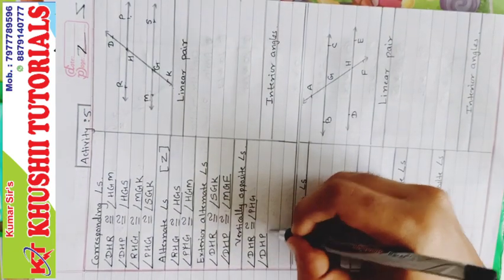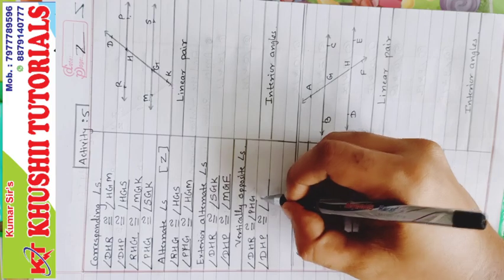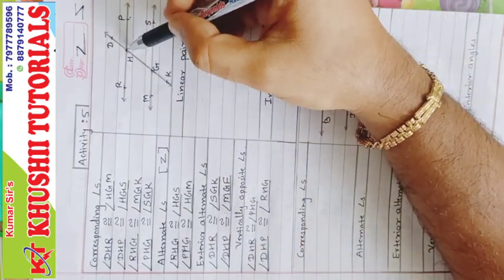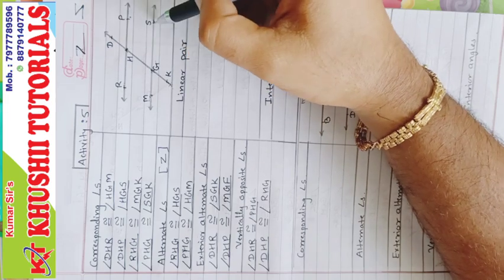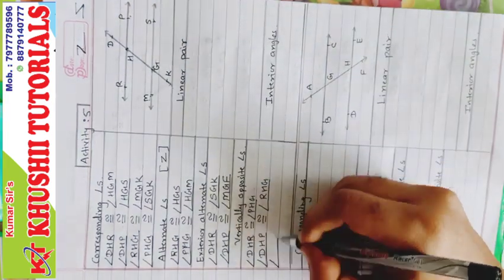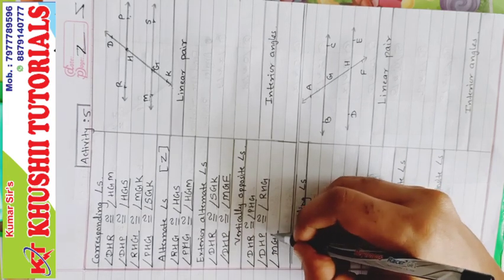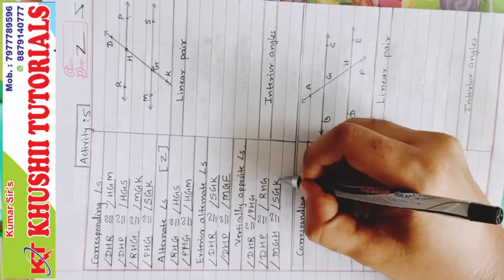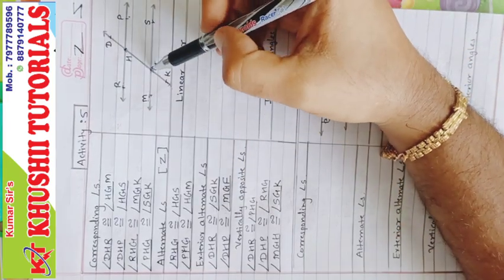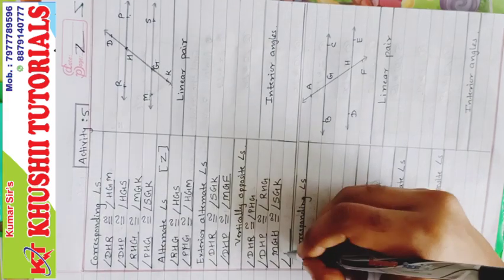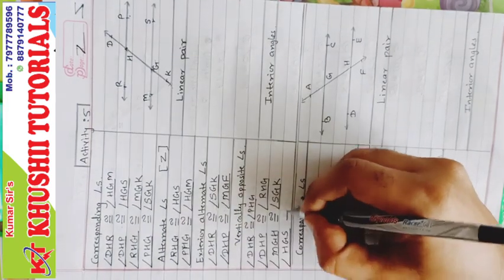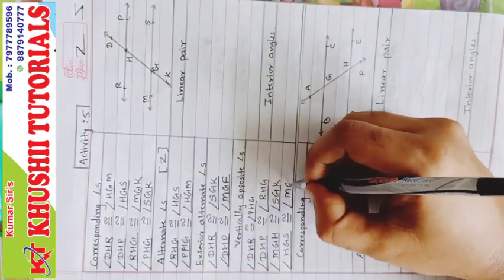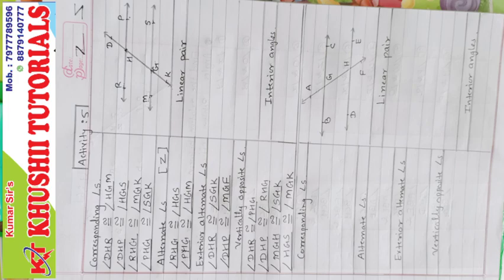Angle DHP is congruent to angle RHG. Angle MGH is congruent to angle SGK. Angle HGS is congruent to angle MGK. That's all for vertically opposite angles.